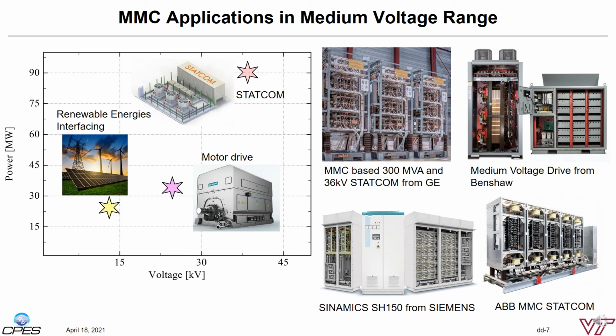Not only in the HVDC space, MMC has also put its footprint in the medium voltage areas. This page shows several commercial examples, like medium voltage variable speed drives, STATCOMs, and MVDC technology for renewable energy grid integration, with the voltage ranging from 10 kilovolts to 30-plus kilovolts, and the power ranging from multi-megawatt to hundreds of megawatts.